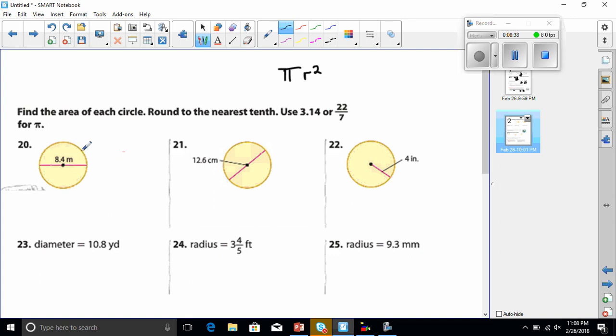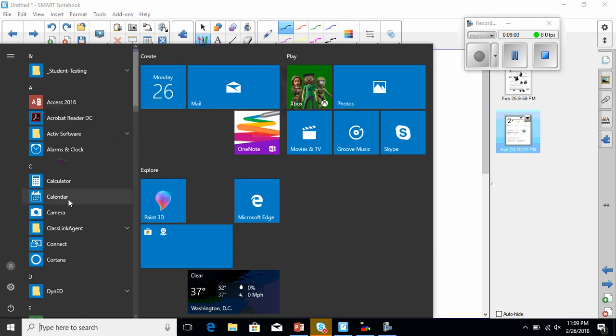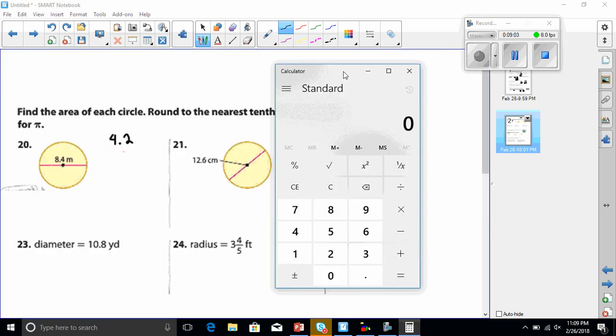They give us a diameter right off the bat on number 20. I think this time I'm going to do the even ones and leave the odd ones. And if I do that, I have to find the radius. That's half of 8.4. Half of 8.4 is going to be 4.2. Now I have to multiply 4.2 times 4.2. If I take my calculator, 4.2, and I could always use the square button here, is 17.64. So I'm going to put that over here for now, 17.64.